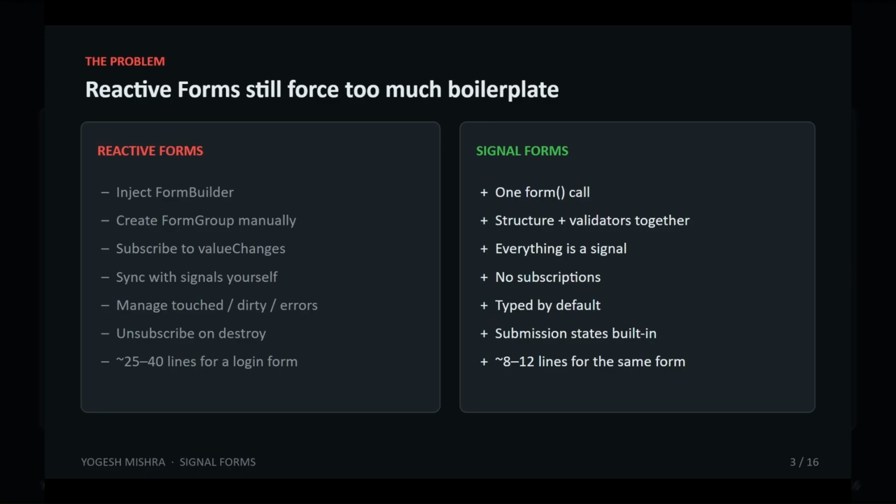Signal Forms collapses all of that. One form function call, structure plus validators are in the same place. Everything is already a signal, no subscriptions, fully typed, submission states built in. Same login form, 8 to 12 lines. That's why this matters.